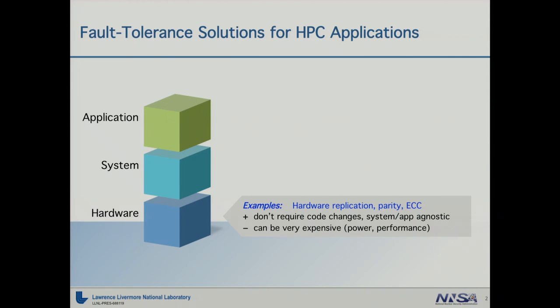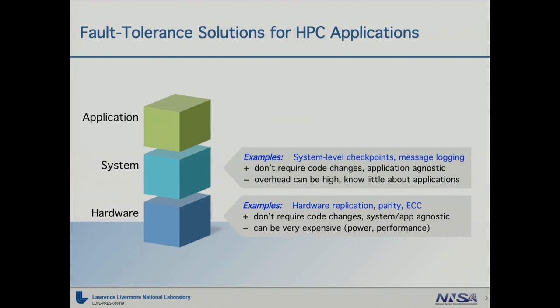The first one is what I call hardware level solutions. Here we have essentially hardware duplication, parity, ECC, and techniques like that. The idea is that with these mechanisms, we are able to handle errors and faults in the hardware in a way that they are not propagated to the system, the MPI library or the applications. The advantage is that it doesn't require changes in the applications and the system, but it can be very expensive. In particular, it can consume a lot of power if we are duplicating components in the hardware.